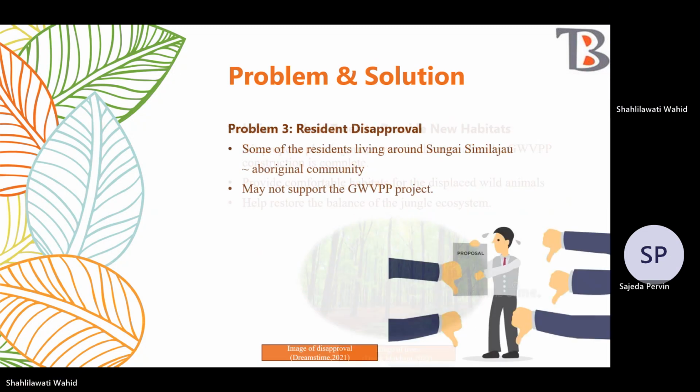And the third problem that we face is the disapproval from the residents who live around Sungai Sinarjau. A significant concern is that some of the residents living around Sungai Sinarjau, especially the Aboriginal community, may not support the GWBP project. This is because their lack of understanding about the GWBP project may lead to opposition, and they may think the GWBP project may influence their way of life.